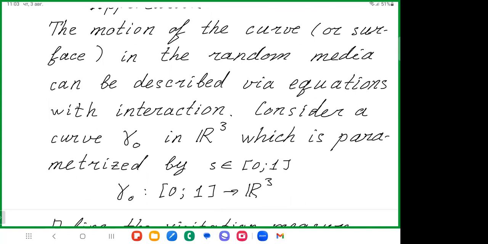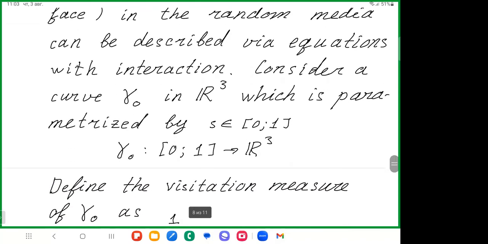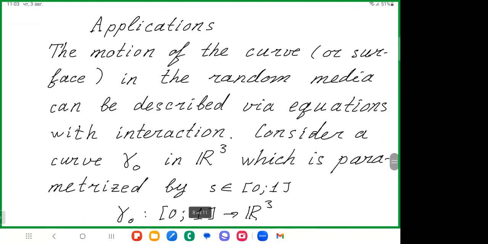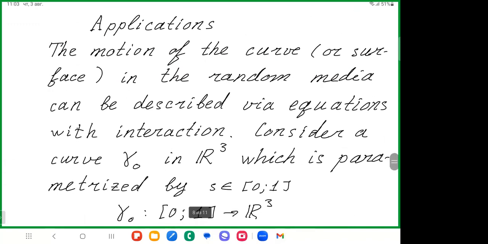At the moment, I don't need any smoothness, but further, I will suppose that gamma 0 is a smooth periodic function. How to move the curve using an equation with interaction, and why we have to choose an equation with interaction to describe the motion of the curve in the random media.